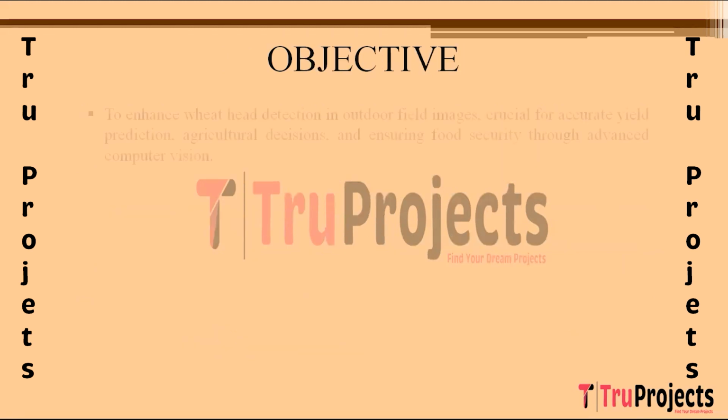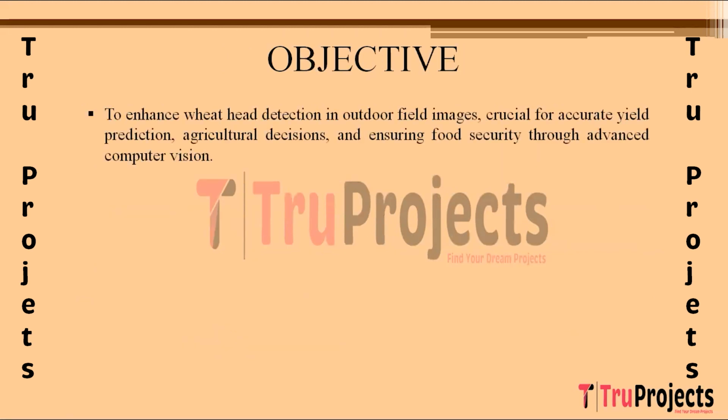Objective of the project. As I mentioned earlier, the primary objective of the project is to enhance wheat head detection in outdoor field images using advanced computer vision algorithms. The focus is on achieving accurate and efficient identification, crucial for predicting wheat yield, supporting agricultural decisions, and contributing to food security.